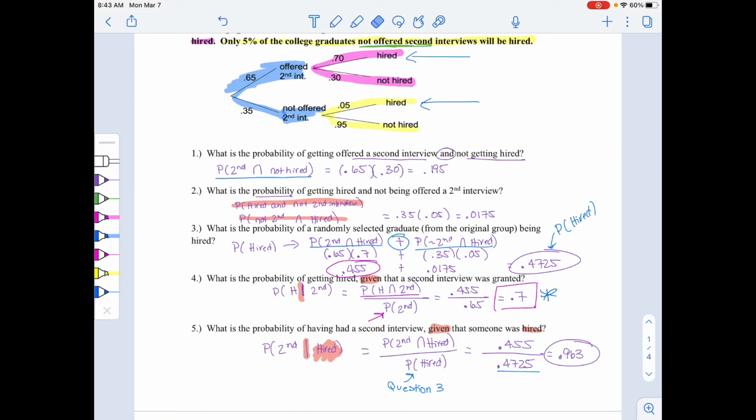Well, remember there were 2 ways to get hired. So look at question number 3. We had the probability of being hired, and that came out to be 0.4725. And second and hired, we've done that now a couple times. That was our 0.455. And this ends up being 0.963. 96% of the people who were hired, so we're only looking at the hired people, were given a second interview.